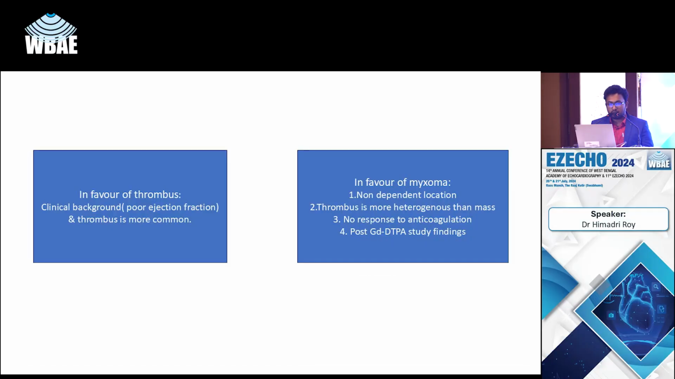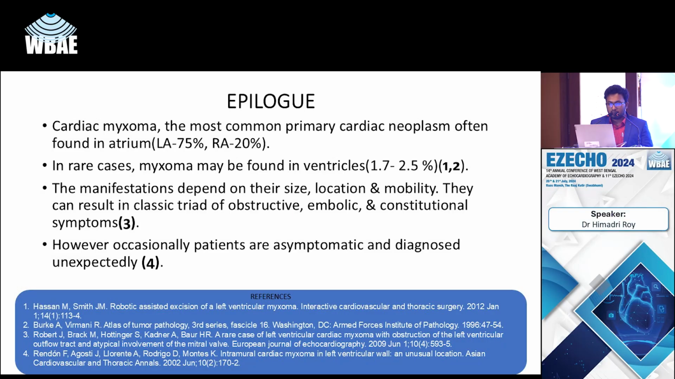Now, in favor of thrombus are the clinical background, poor ejection fraction, and that thrombus is the more common lesion. In favor of myxoma were the non-dependent location, that thrombus is more heterogeneous than a mass, no response to anticoagulation, and the post gadolinium DTPA study findings. Coming to that, cardiac myxoma is the most common primary cardiac neoplasm, often in the atrium. In rare cases, it may be in the ventricle.